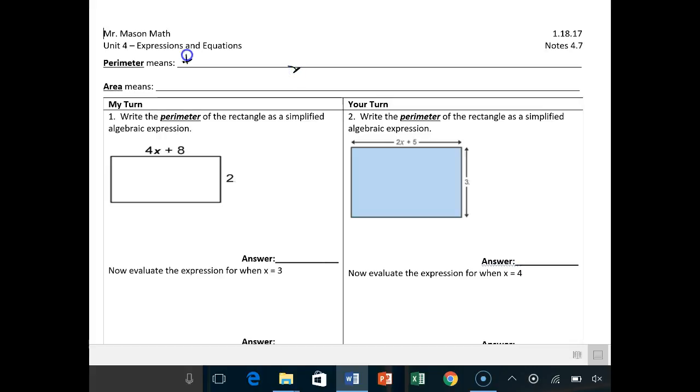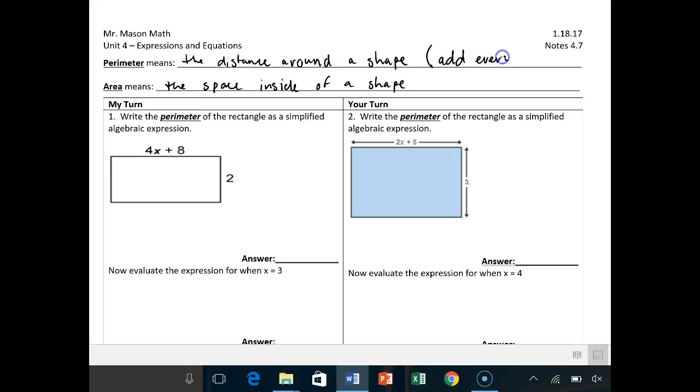Perimeter means the distance around a shape, or on the outside of a shape. So we've been working with perimeter a lot in ST Math, right? Area means the space inside of a shape. And hopefully from ST Math, if you've been doing those levels, you know here you're going to want to add everything. And here, at least with rectangles, you're going to want to multiply your length times your width. We're not going to work with any other shapes just yet with area. So length times width, that's an L.